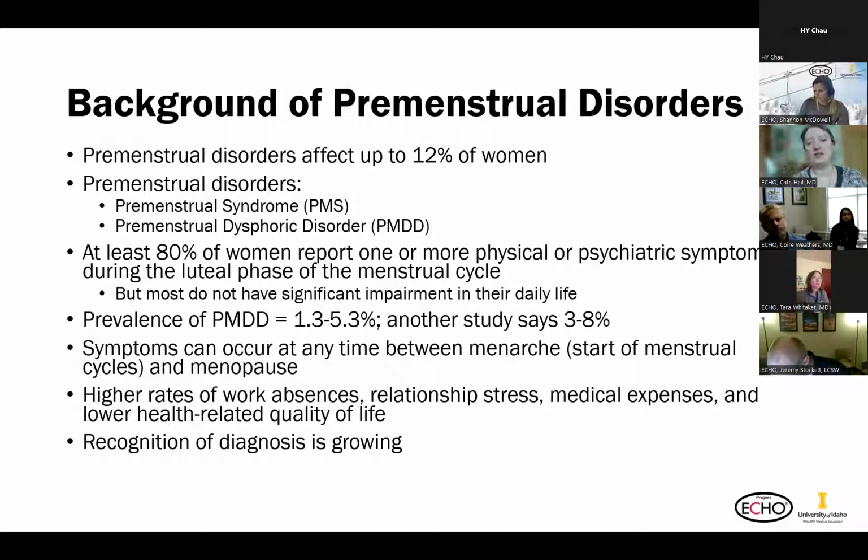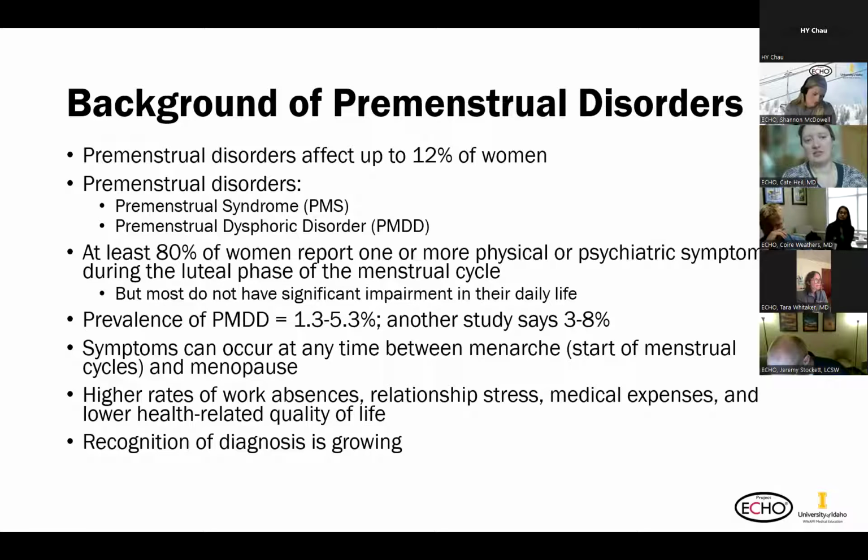So PMDD, or premenstrual dysphoric disorder, and PMS, or premenstrual syndrome, are under the umbrella diagnosis called premenstrual disorders. And if you look at different resources or studies, you'll find some variation in the prevalence of these conditions. But in general, we think that premenstrual disorders will affect up to about 12% of women or people who menstruate. And again, premenstrual disorders is the umbrella diagnosis that includes premenstrual syndrome, PMS, and then PMDD, or premenstrual dysphoric disorder.